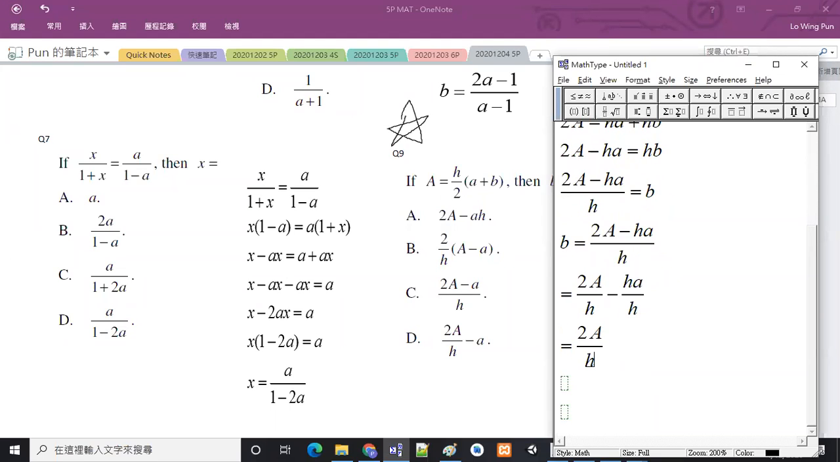Can you see that for the first fraction is just 2a over h, nothing can be changed. But for the second fraction, can you see that the h and h up and down can be cancelled by each other? Okay, because h and h is a pair of common factors. So what is remaining in the second fraction is just an a. Okay, and that is the answer. So the answer is option D. Is that okay?